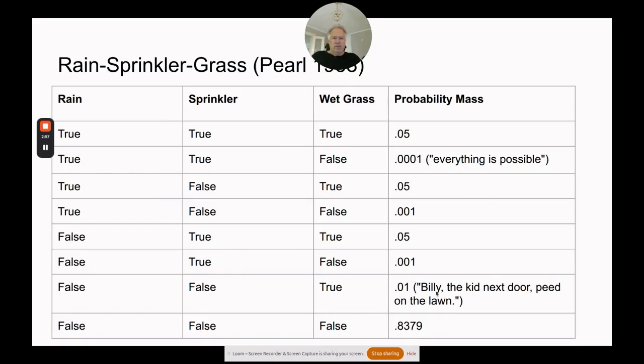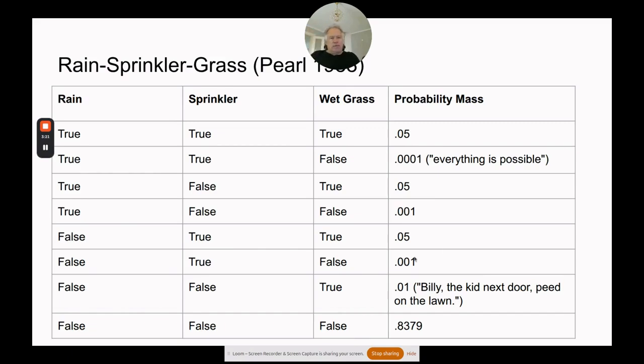Okay, that's a simple kind of exception that could describe this little bit of mass here: Billy peeing on it. This might be like, all right, what if the sprinkler was on, but the grass is not wet? Maybe the reason that happens is because the sprinkler was pointed in the wrong direction. So it could be something like that.